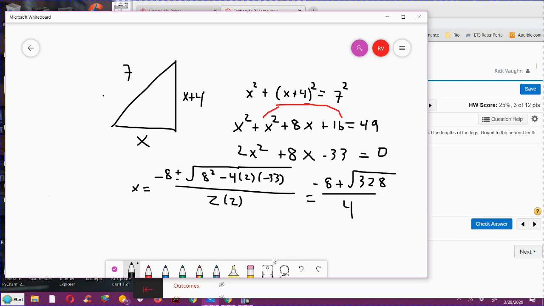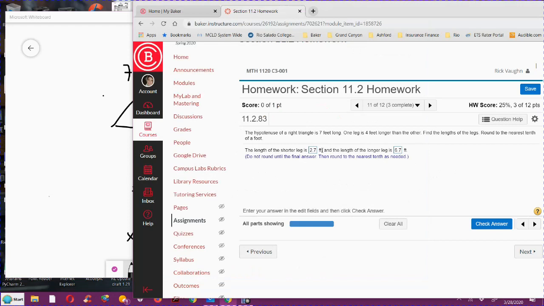And now I'll just work this number on my calculator to get the first solution for x. I'm going to take the square root of 328, subtract 8, and divide by 4. And I get 2.527. 2.5 rounded. So that's what I'm going to enter over here for the shorter leg. And then the longer leg, remember, was 4 feet longer. So if this was 2.5, this was going to be 6.5.